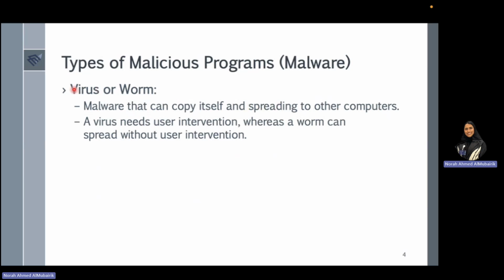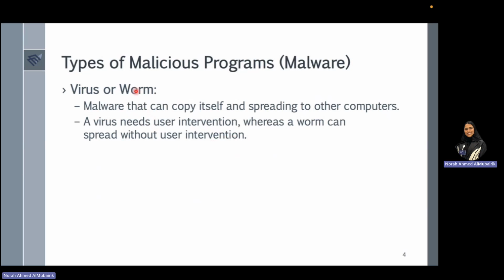A virus replicates itself with user intervention, with user interaction. So if I have a file and this is a malicious virus, it will not spread unless I click on this file. Then it will spread. But the worm can spread without user intervention, without user interaction. So a virus needs user intervention, whereas a worm can spread without user intervention or interaction.